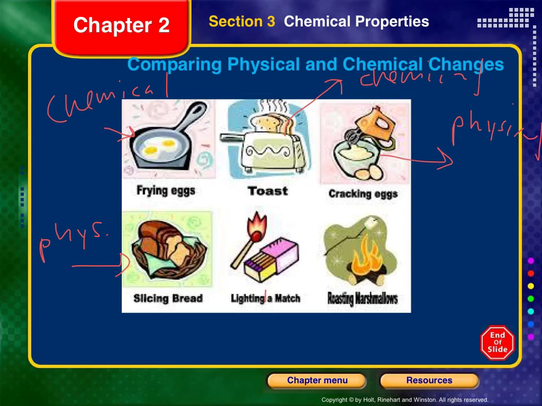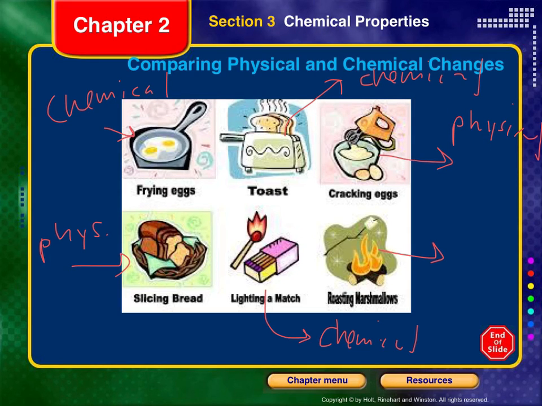How about lighting a match? You might think, hey, it's just physical, right? I'm just rubbing something against something else. No, you're actually changing the sulfur, which is on the end of a match, into a new substance, right? You're burning it. You're creating a totally new substance. That's a chemical change. Finally, roasting marshmallows. Think to yourself, can you reverse that change, right? That's a key thing there. Can you take a roasted marshmallow and unroast it?